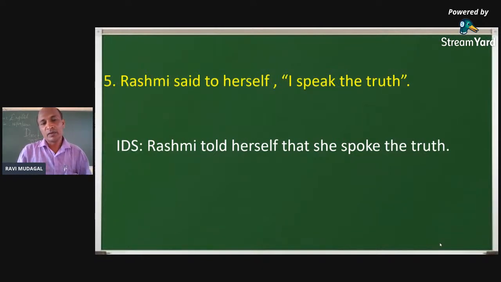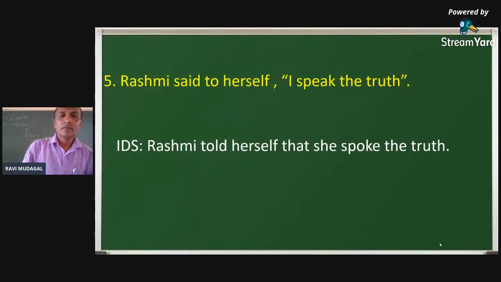This is the fifth example. I want you to understand how to change from direct speech to indirect speech. In the fifth example, you can take a look: Rashmi said to herself, "I speak the truth." When you change from direct speech to indirect speech, how do you change this direct speech into indirect speech? The answer is here for you.